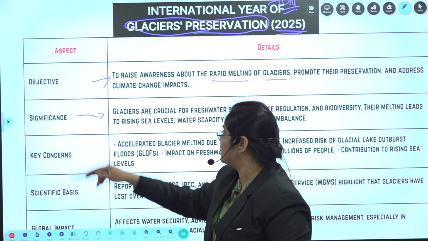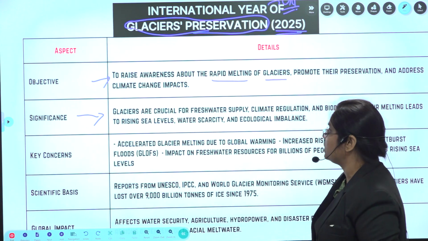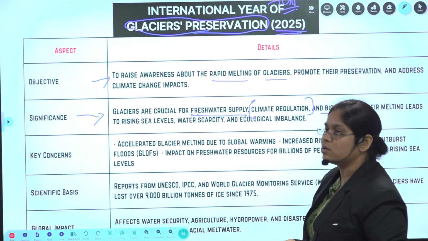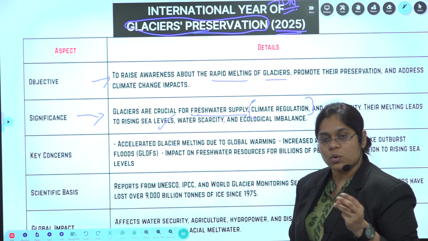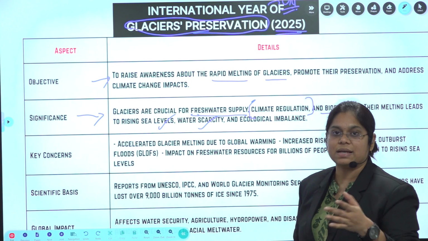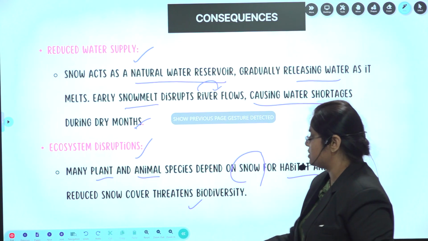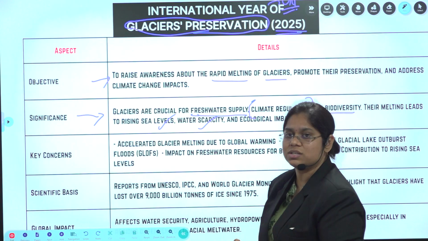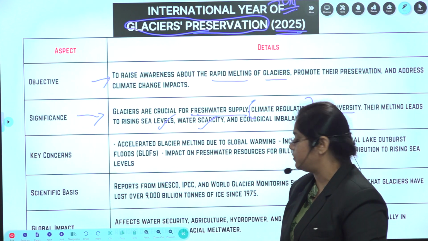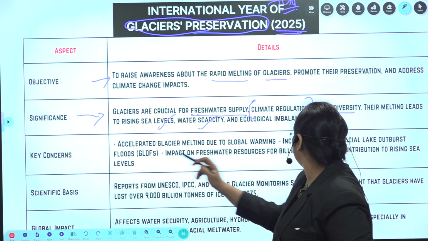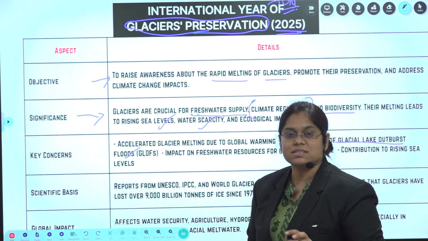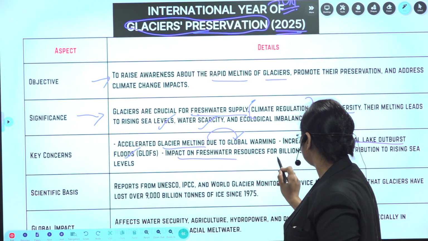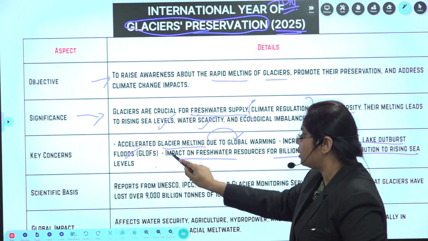Now, what is the significance of these glaciers? As we saw, for water and ecosystem storage. These glaciers are very crucial for fresh water supply, climate regulation and biodiversity. Their melting leads to rising sea levels, water scarcity and also biodiversity disturbance, that is ecological imbalances. Now, what is the key concern? Why are we concerned about these glaciers? As we saw, glacial lake outburst floods, and accelerated glacier melting leads to global warming, and also impacts freshwater resources for billions of people, contributing to the rising of sea levels also.